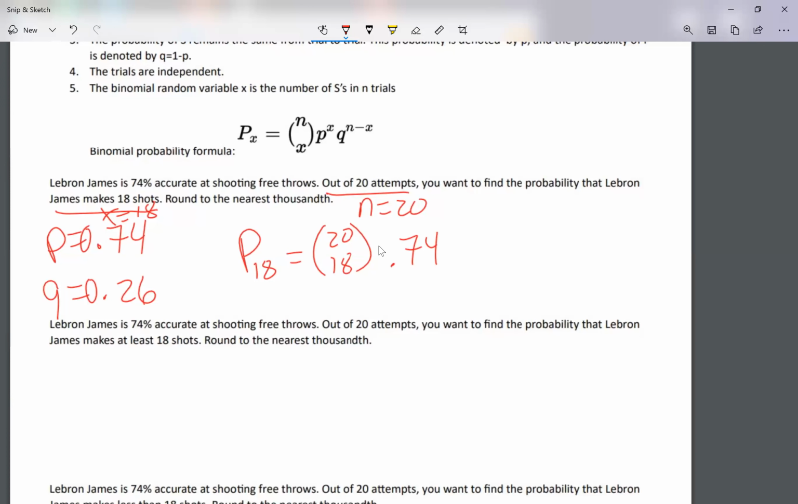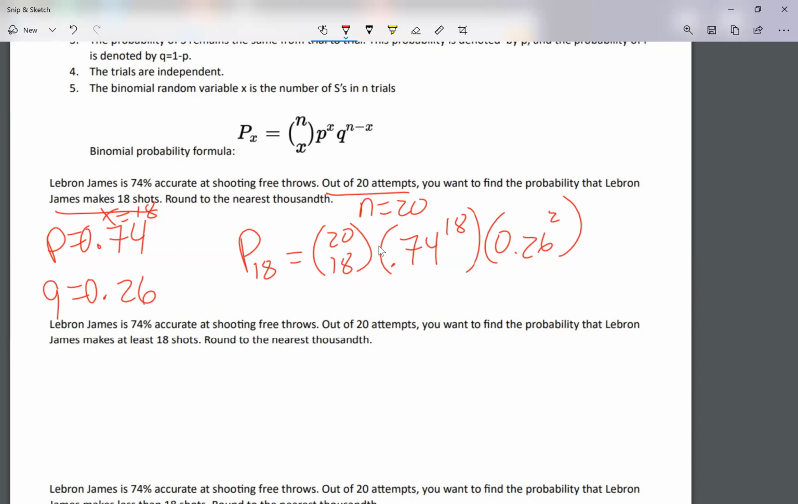0.74 to the 18th, times 0.26 to the second power. Notice 0.74 is the success, since he has a 74% chance of making it. I want 0.74 to the 18th because I'm asking for the probability he makes 18 shots. And then he's going to miss 0.26 two times, because there's a total of 20 shots.